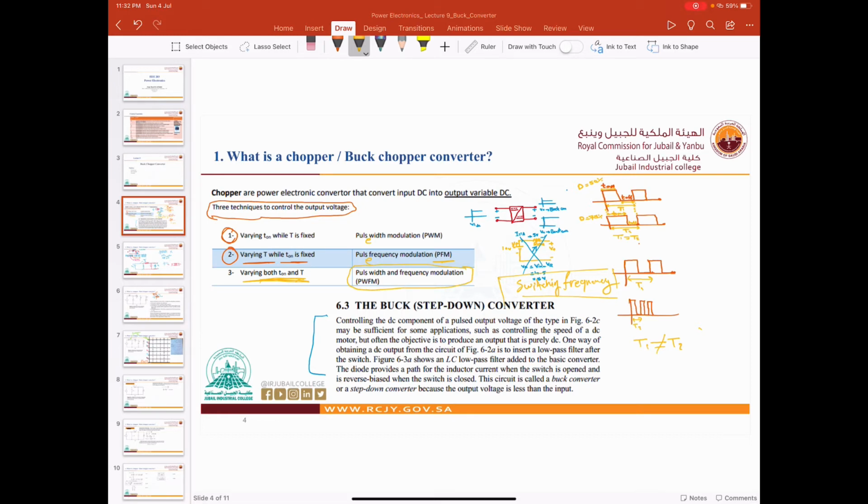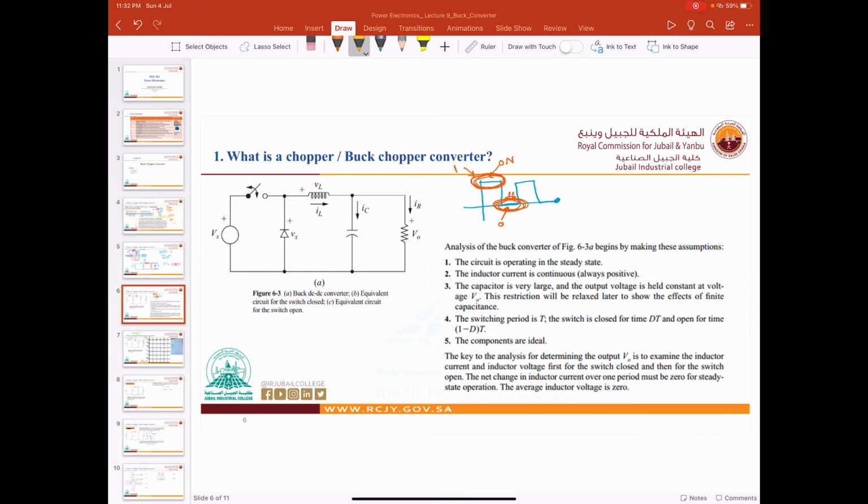We are changing the T on, the duty cycle, and we are changing the switching frequency. This is called PWFM, pulse width and frequency modulation. Please read this to understand, and let me go to our slide here again.